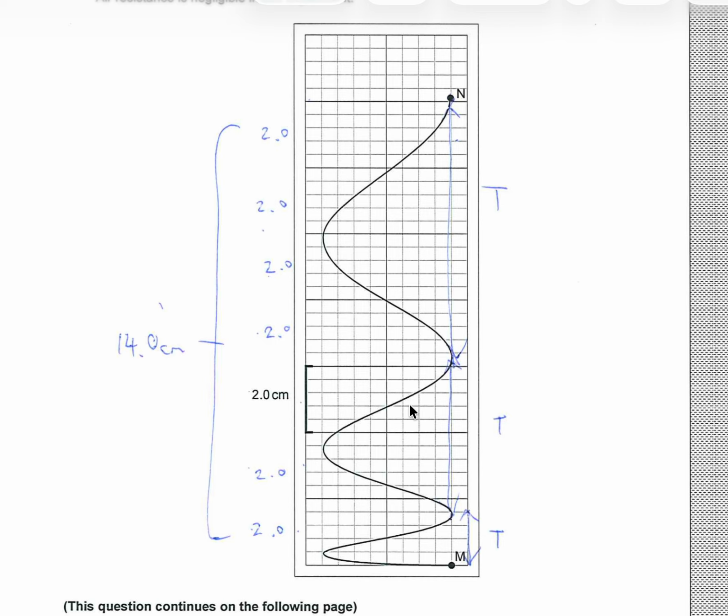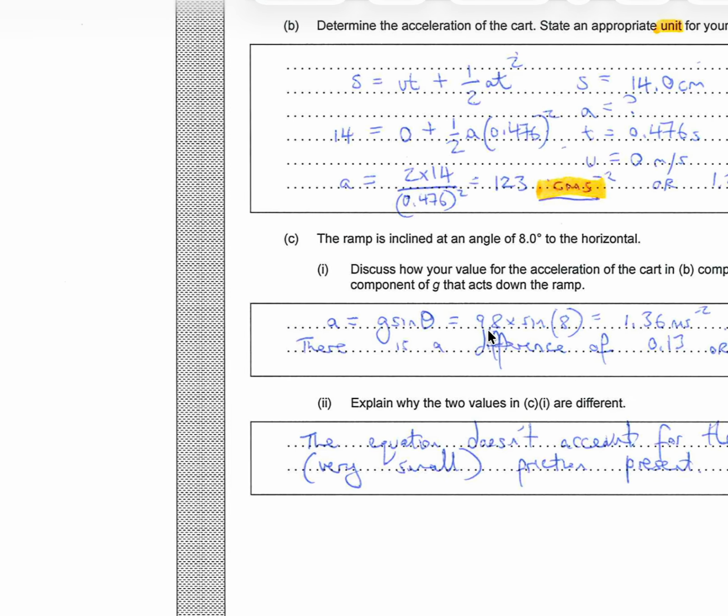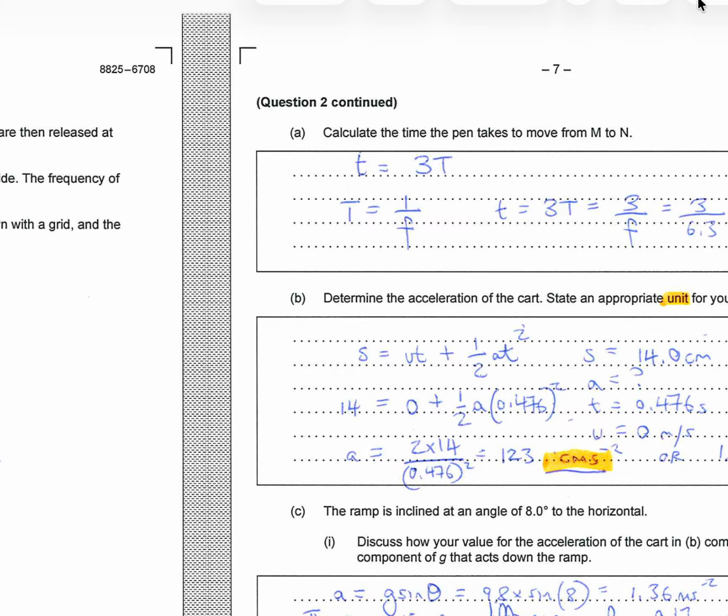We also know the distance that's travelled here. We know that we're going 1, 2, 3, 4, 5, 6, 7 chunks of 2 centimetres. In other words, we're travelling a distance of 14 centimetres. This is going to be super important when we're doing our analysis. So we're doing 3 time periods and 14 centimetres. Let's have a look at why those are important.